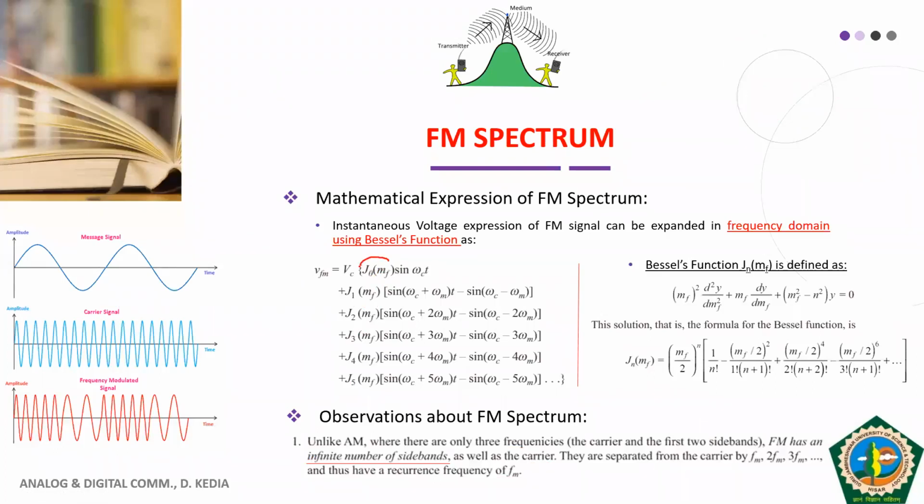Now, what is this term? J naught MF sine omega CT. Here, the sine omega CT is our carrier part, and J naught is the Bessel coefficient corresponding to the carrier part. And these are the various Bessel coefficients. So your carrier part has its amplitude as J naught MF.